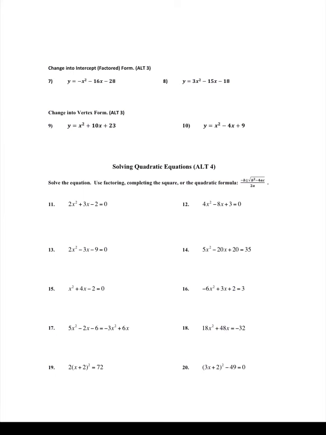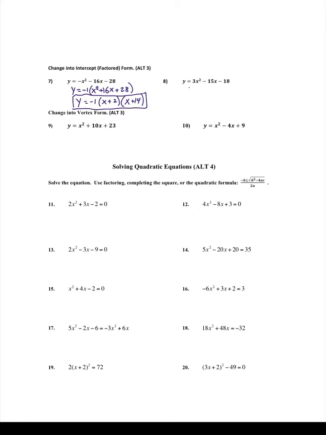Next, we're going to change standard form into factored form. So the first thing we want to do is pull out a negative 1, which gives us x squared plus 16x plus 28. Now we're looking for the factors of 28 that add to give us 16, which is going to be 2 and 14. So we have x plus 2 times x plus 14. Don't forget the negative 1 in the front.